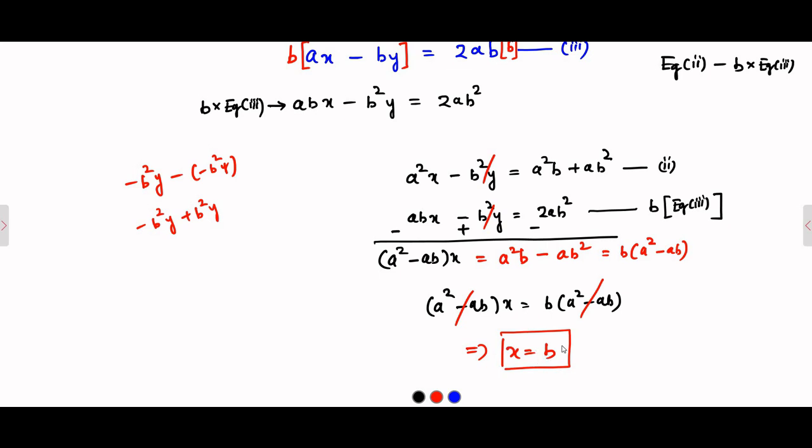Now, if we substitute this value in equation 2, that is ax minus by is equal to 2ab, let's see what will happen. ax minus by is equal to 2ab. This is equation 2 in the question, but here it is equation 3. We have expressed it that way, but technically it is equation number 2 which is given in the question.